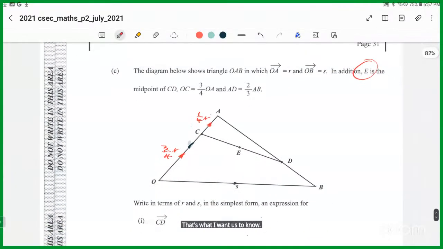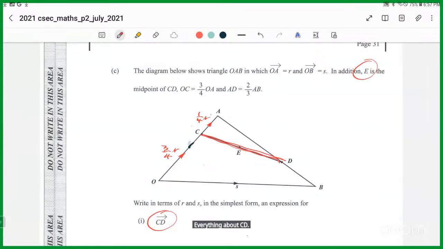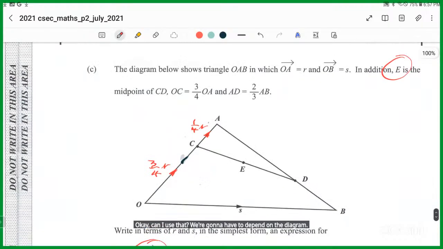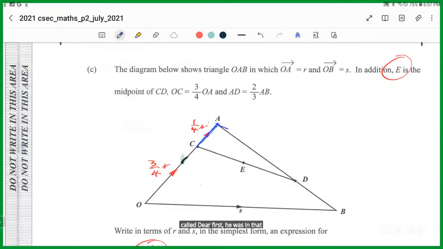It says, in terms of R and S, a simplest form expression for CD. So I want a vector for CD. Now the thing about CD, we can't use O time last minus O time the first, because we don't know OD. We know OC now, but we don't know OD. So we can't use that. So we're going to have to depend on the diagram. So the diagram to go from C to D, this guy will come up to here first, using that, and we'll go from A to D.